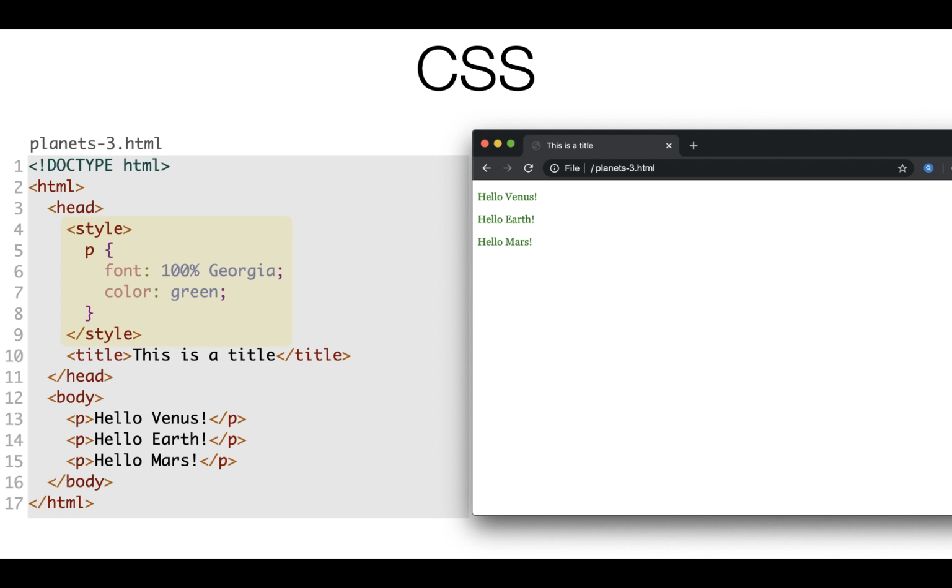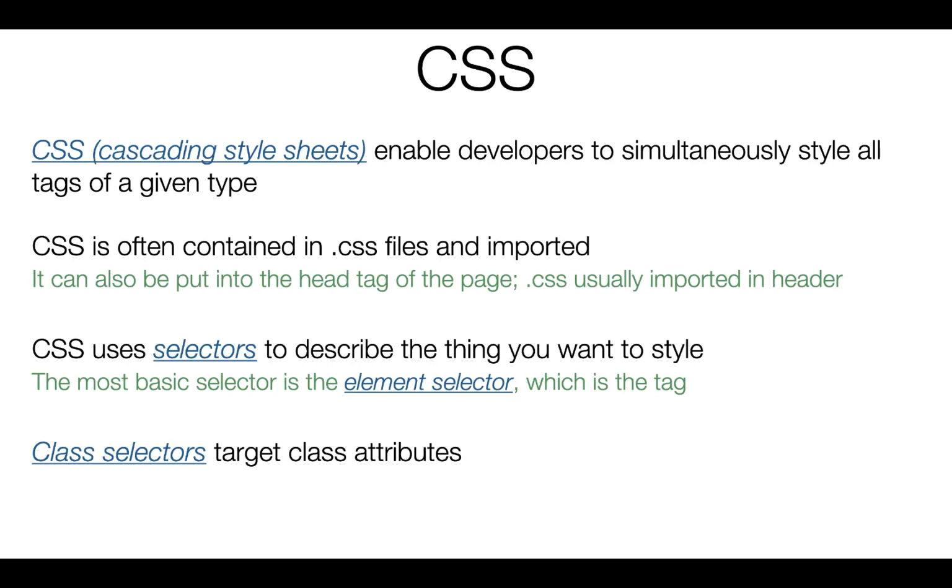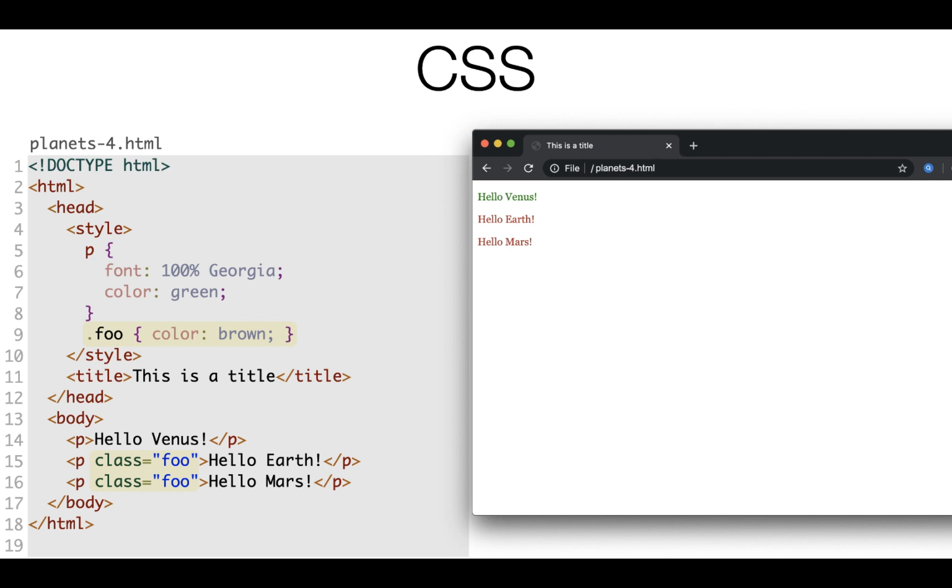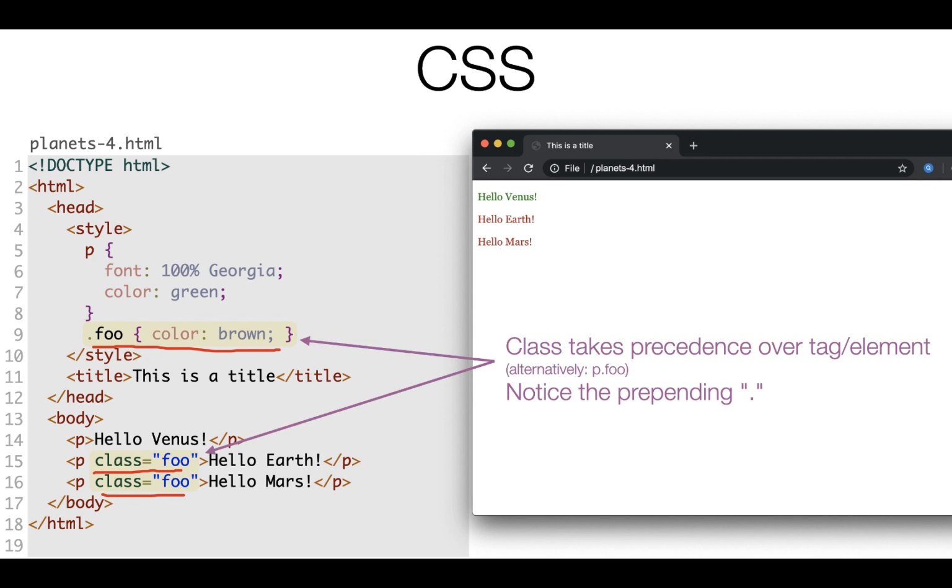Now that's the element selector. If we want to be more specific, we could use class selectors. Those are going to target class attributes. For example, here, I go down and I name two of those p tags as being of class foo, and then up here in the style, I say everything that is of class foo, and that's actually demarcated with .foo, is going to be colorized brown. Notice that when it's actually rendered over here, the brown takes precedence over the green because the class attribute is more specific than the element attribute. That is the p tag itself.